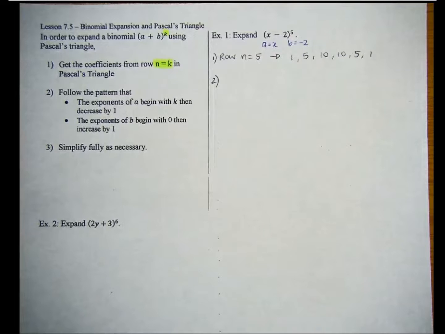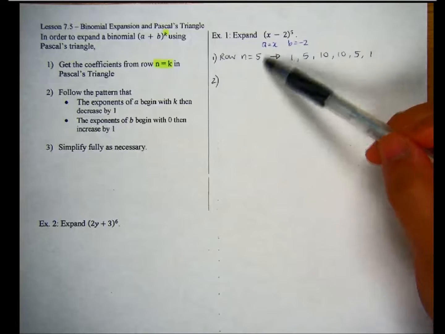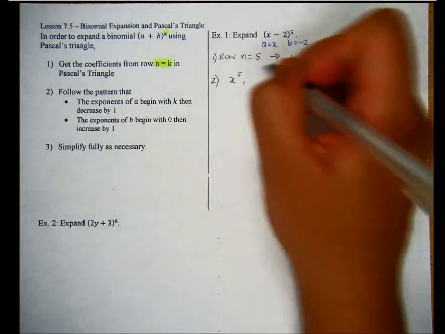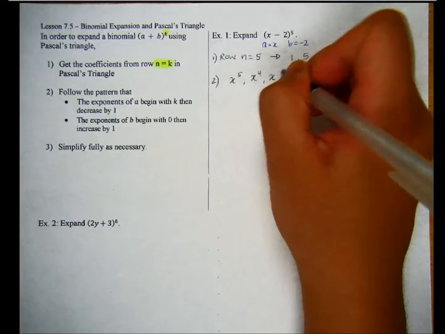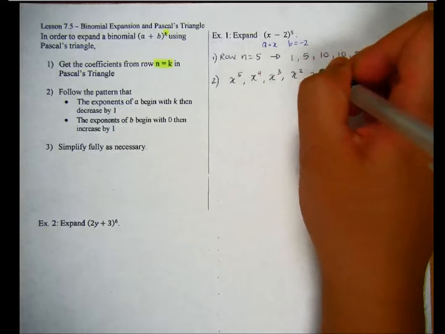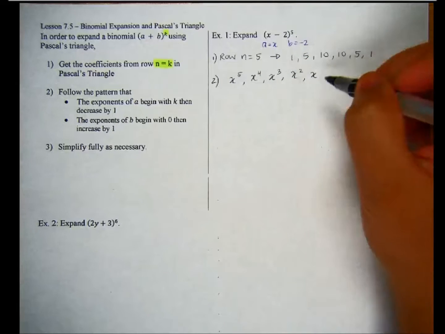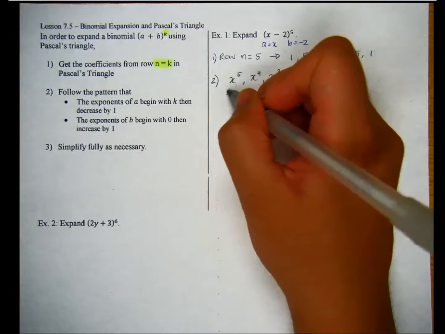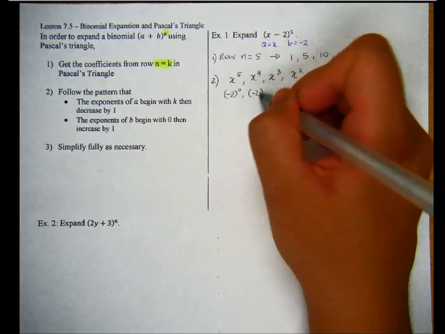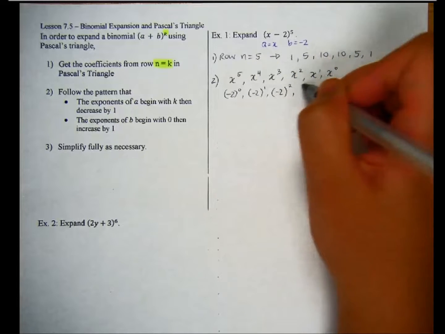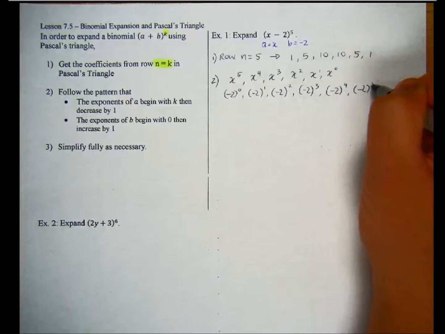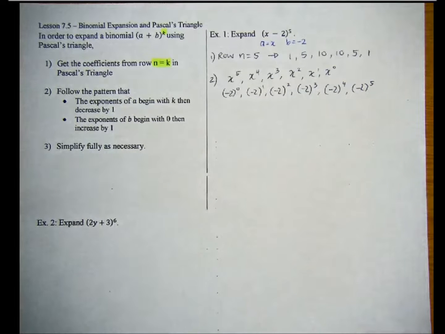So a has to start with the exponent of 5, so x to the 5, then x to the 4, then x cubed, then x squared, then x to the 1, and then no x. With negative 2, it's going to be negative 2 to the power of 0, negative 2 to the power of 1, negative 2 to the power of 2, negative 2 to the power of 3, negative 2 to the power of 4, and negative 2 to the power of 5. Okay, so I'm going to put all of that together into my terms.